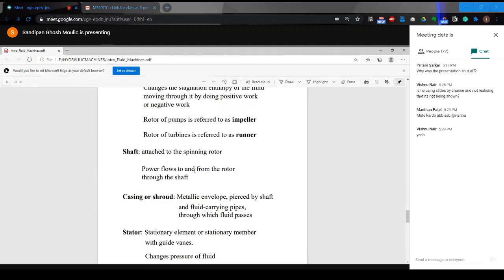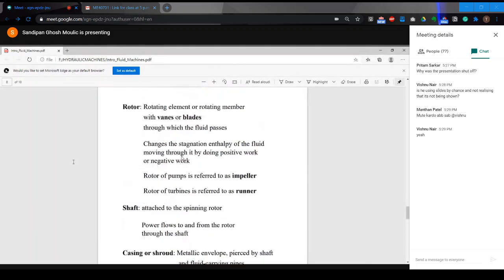When the fluid is flowing over the rotor, it will exert forces on the blades and cause the impeller, or whatever runner, the rotor, to start rotating. And since the rotor is mounted on the shaft, the shaft will also start spinning. If you have an electric generator mounted on the same shaft, then you can generate electricity. So there is a flow of power to and from the rotor through the shaft: from the electric motor to the shaft to the rotor and to the fluid, or from the fluid to the rotor to the shaft and to the generator.